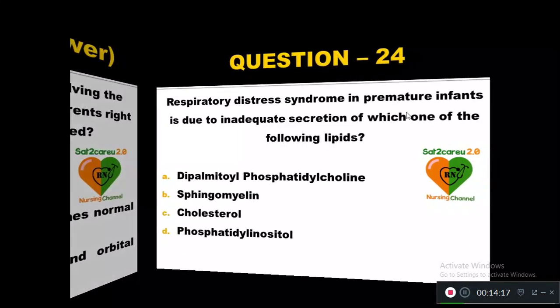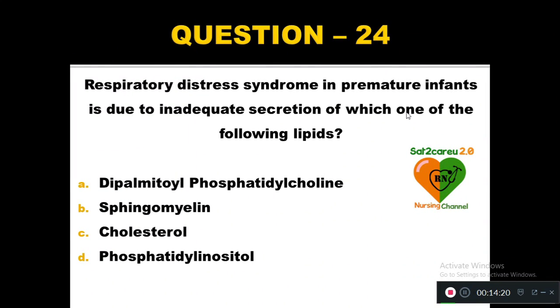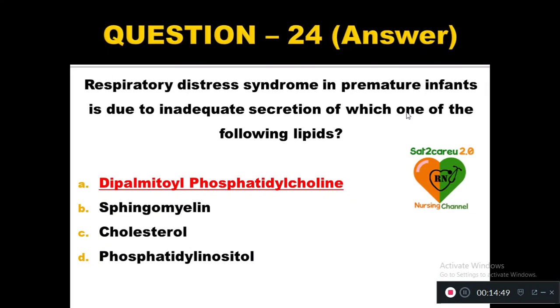Question number 24. Respiratory distress syndrome in premature infants is due to inadequate secretion of which one of the following lipids? Option A. Dipalmitoyl phosphatidylcholine. Option B. Sphingomyelin. C. Cholesterol. D. Phosphatidyl inositol. The right answer, deficiency of dipalmitoyl phosphatidylcholine causes respiratory distress syndrome in premature infants.